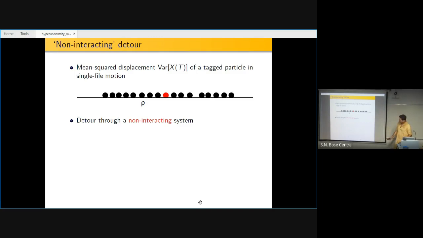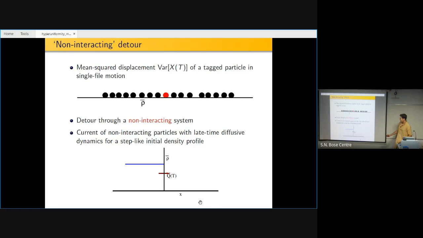So the system that I'm going to study is this. I'll place particles not uniformly. I'll place particles at a homogeneous density rho bar to the left of the origin. There will be no particles on the right. All the particles are going to be non-interacting. So there is a bunch of particles, but they are not really talking to each other. And for this step-like profile, I'm going to measure the variance of this current.